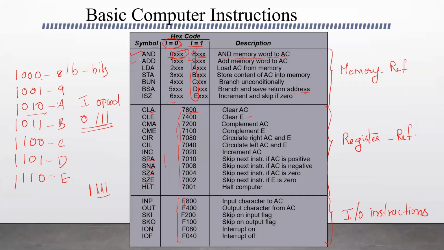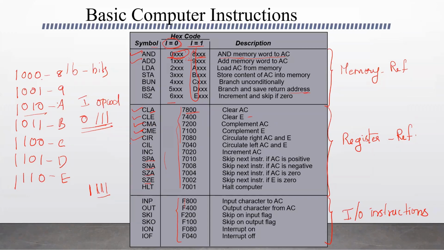Okay, and add is an arithmetic instruction. And load is not an arithmetic or logic instruction. And here we have clear, right? Clear is a logic instruction. And clear E is again a logic instruction. Complement, okay, complement. It can be for arithmetic operations, we perform complement, and for logic operations, it's a logic instruction.